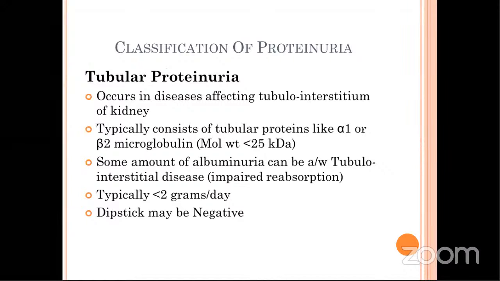To describe tubular proteinuria, it occurs in diseases affecting the tubulointerstitium of the kidney, and typically consists of tubular proteins like alpha-1 or beta-2 microglobulin, and like I said, non-albumin, so the molecular weight would be less than 25 kilodaltons. Some amount of albuminuria can be seen in tubulointerstitial disease, which is secondary to impaired reabsorption. Typically, when the patient does a 24-hour urine protein, it would be less than 2 grams per day. And the dipstick, that is our urine report, generally will come as negative.